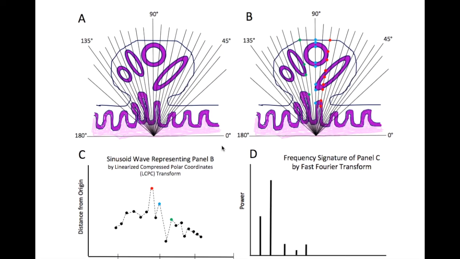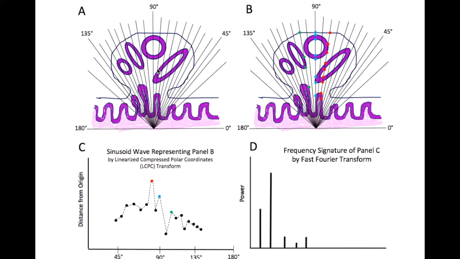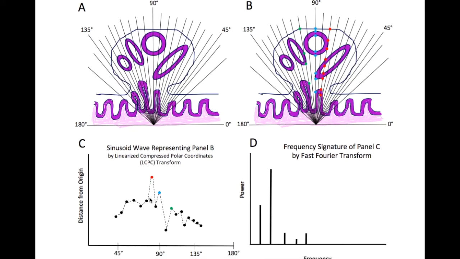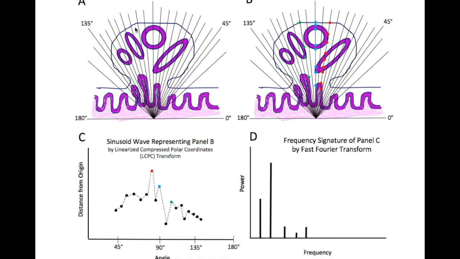In this way, by applying the LCPC transform on this image of a colon polyp, we can then derive a discrete sinusoid wave that represents the complexity of this. And if we do a Fourier transform on this discrete wave, what we get is a handful of frequencies that serve as a signature of this shape and this degree of tubularity, right? So in this way, we have simplified a very complex image, a more complex morphology, into an objective handful of frequencies that is like a signature of that kind of image.